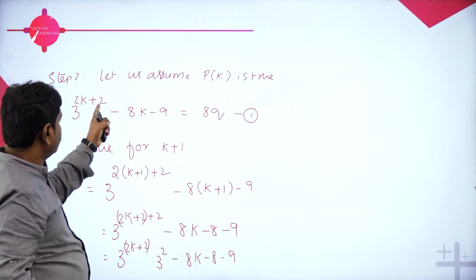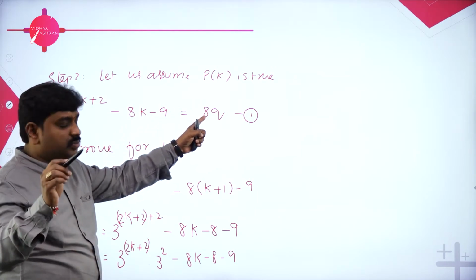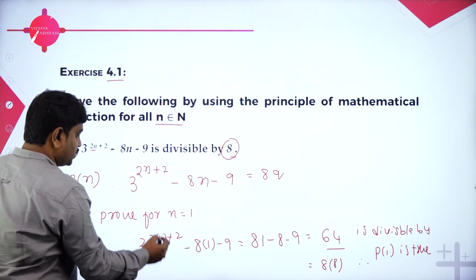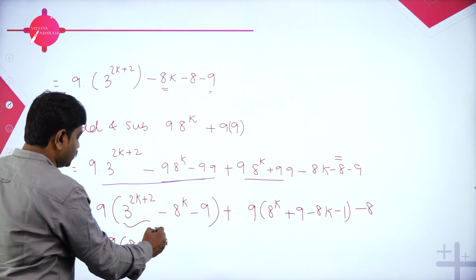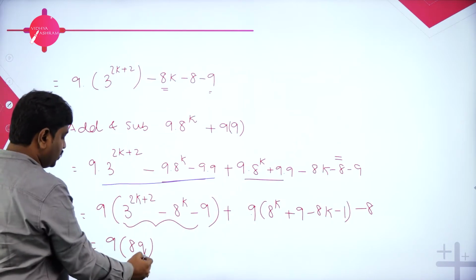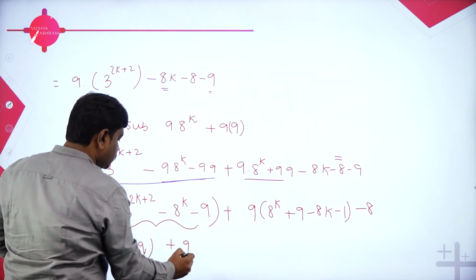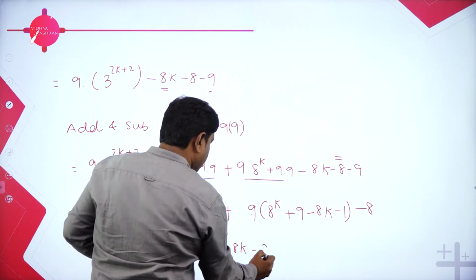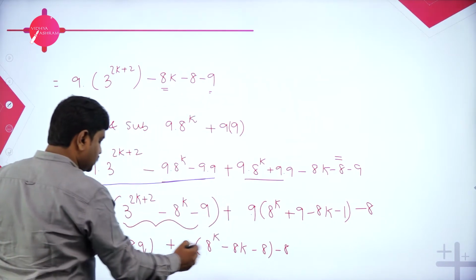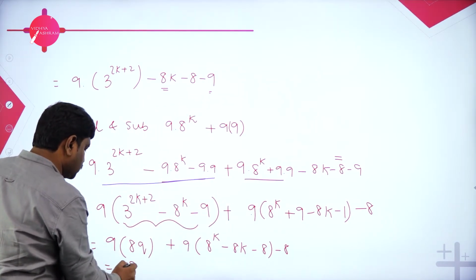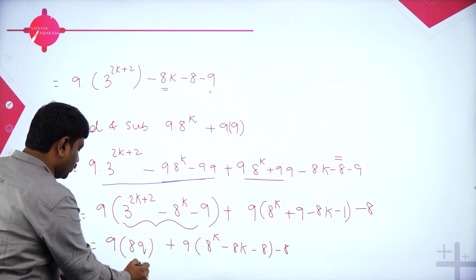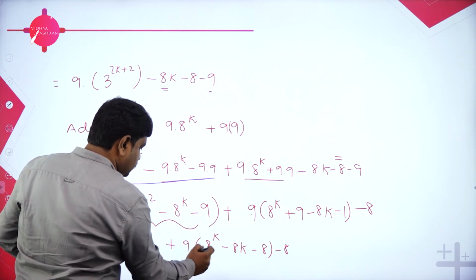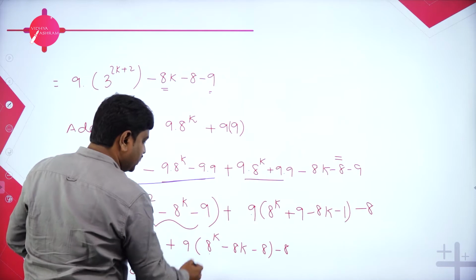3 power 2k plus 2 minus 8k minus 9 is divisible by 8, or 8q. So this whole thing I can write 8q. So that's what I have written. If you observe this whole thing from this equation, I wrote this whole thing is 8q plus 9 times 8k minus 8, and 9 minus 1 is again minus 8. So again this is 8 times 8q, 8 into 9q I can write, and here I can take 8 common. This is divisible by 8, this is divisible by 8, the whole equation is divisible by 8.